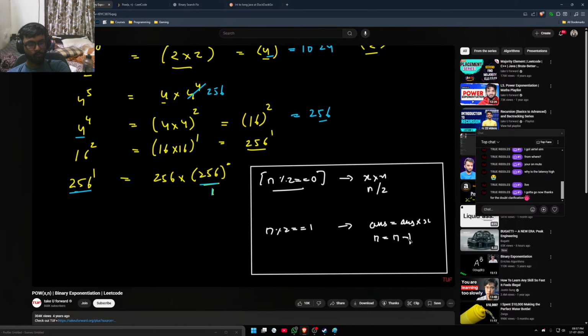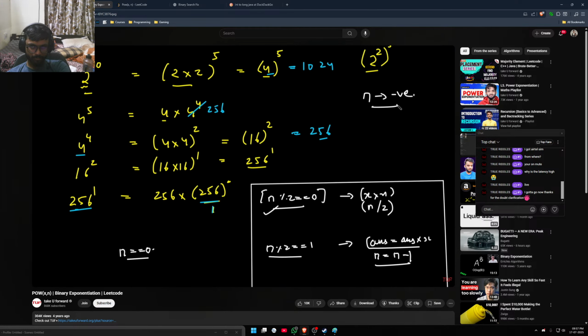So what did we observe over here? Whenever the power was even, we did multiply the x into x and we divided the n by 2. And whenever the n was odd, we multiplied the answer with x and we reduced n by 1. And ultimately, whenever our n was 0, we stopped. Okay, got it. So this is when we get our answer.